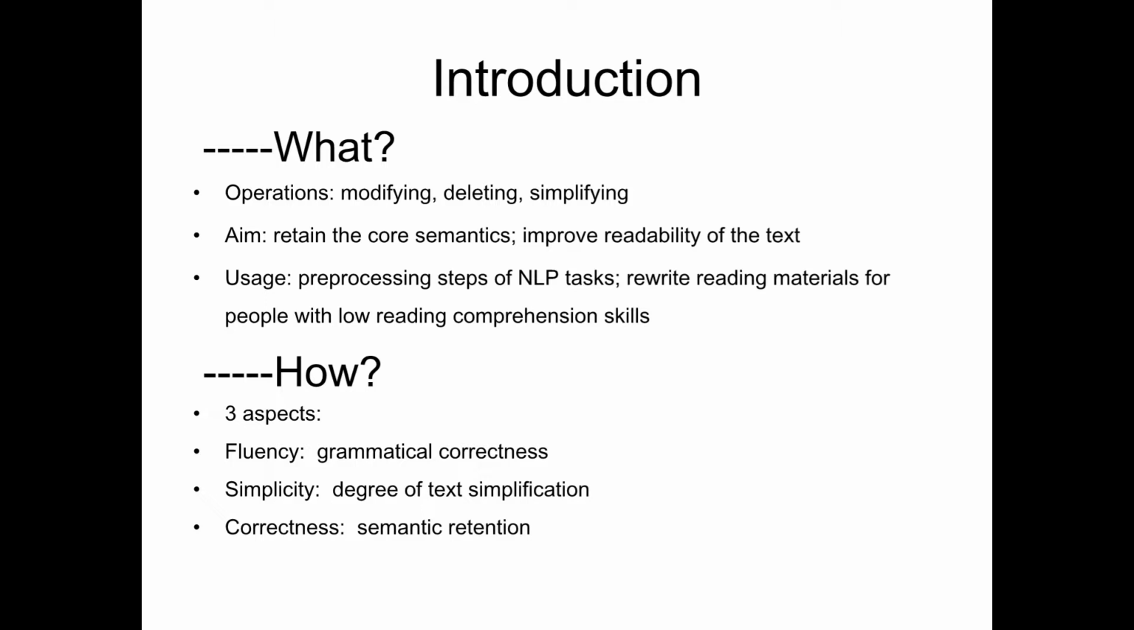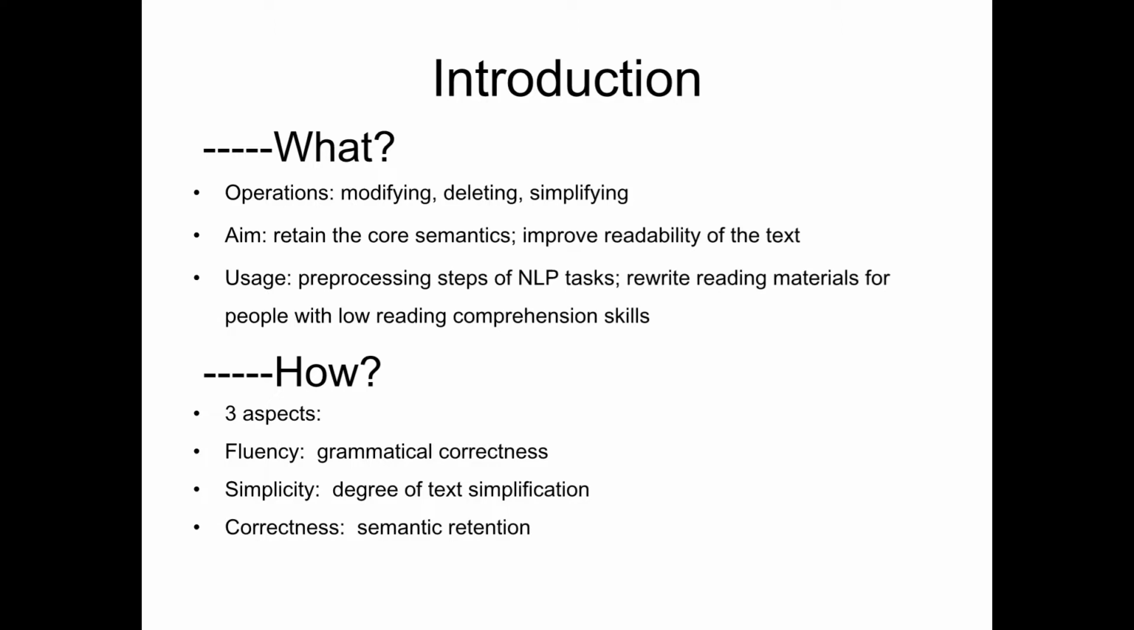Text simplification is a rewriting operation that aims to improve the comprehensibility of the text by modifying, deleting, and simplifying text. It tries to retain the main semantics of the original text while improving readability. As related research is in the early stage, the results of TS cannot meet the needs of the audience well. One of the difficulties is the lack of reasonable TS evaluation indicators.